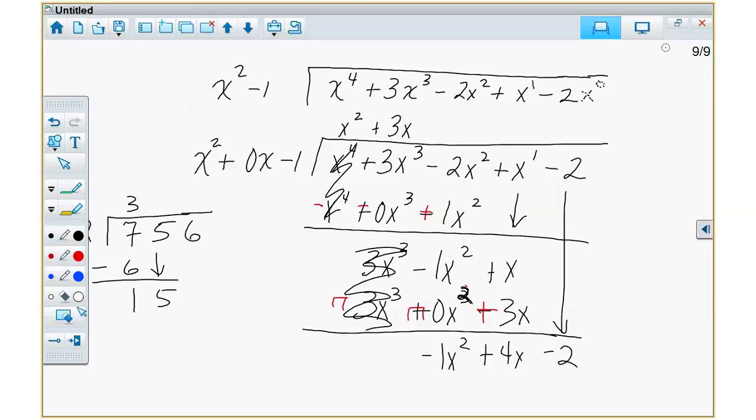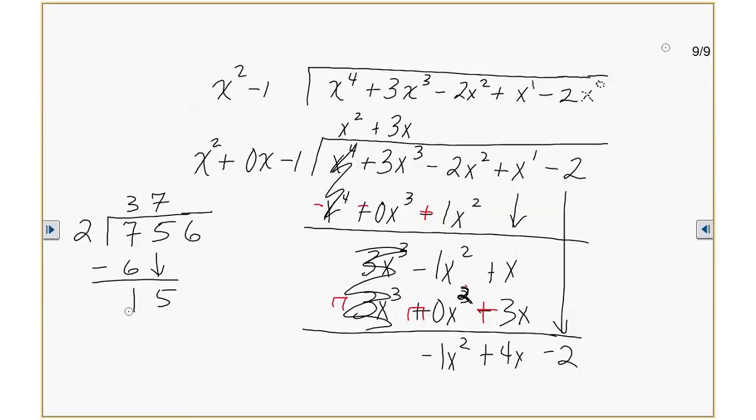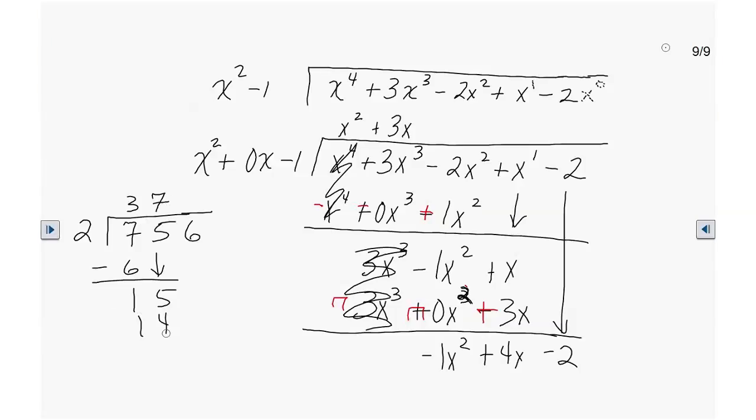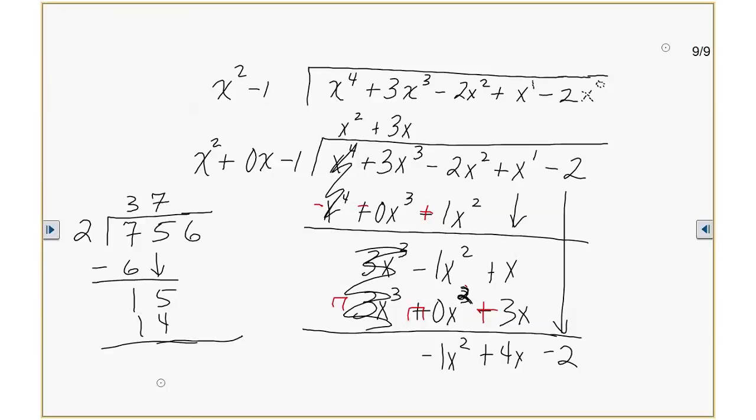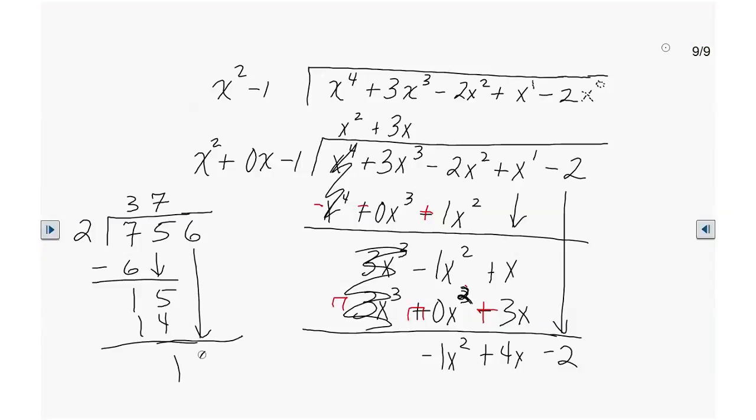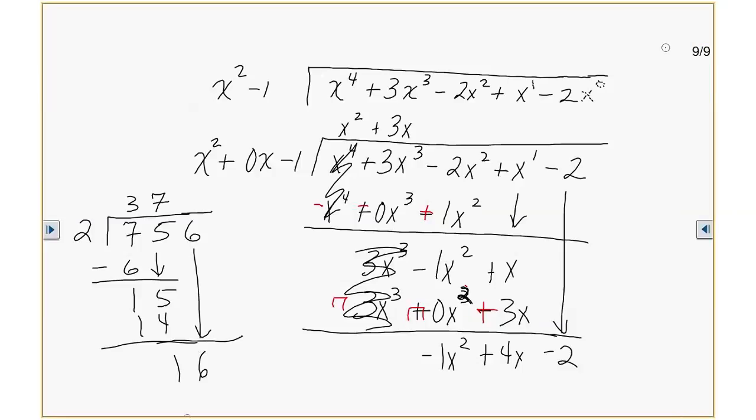How many times will 2 go into 15? 7 times. 2 times 7 is 14. Then what? So when you bring it down. You bring it down. That's so much easier. What? I don't mind that. Well, you're doing the same thing over here, except instead of multiplication tables, you have to remember your exponential rules.